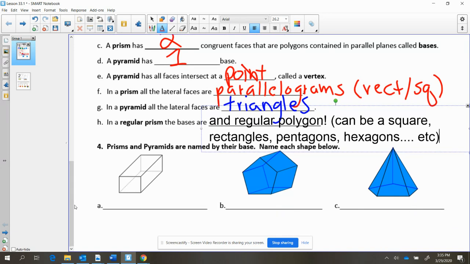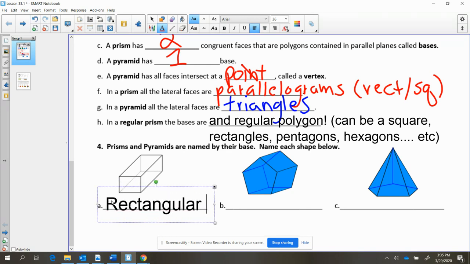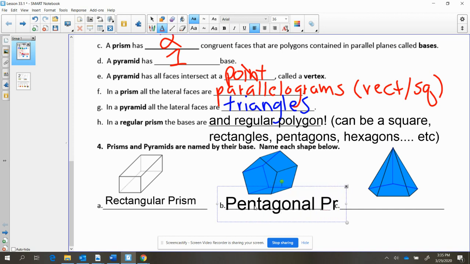Now, our prisms and pyramids are named by their base. Okay, so we identify, is it a prism or is it a pyramid? And the type is going to be based on the base it has. So for instance, in number 4, notice from up above, we have these rectangular bases, and this is a prism. So we would call this a rectangular prism. That would be example A. Example B, on the other hand, is also a prism, but notice our bases have 5 sides, so this would be a pentagonal prism.